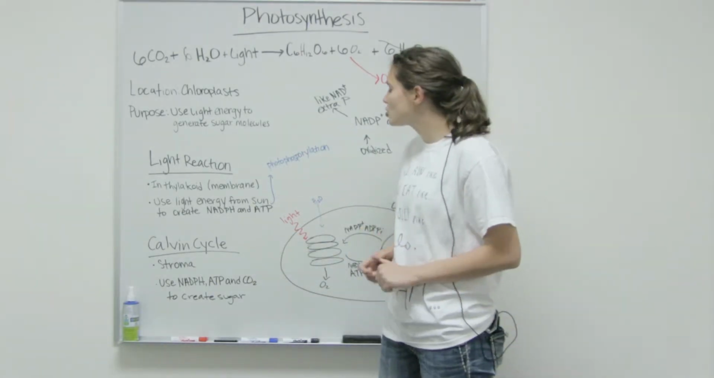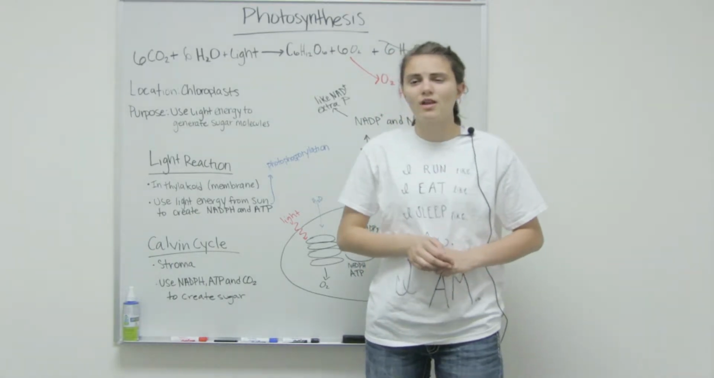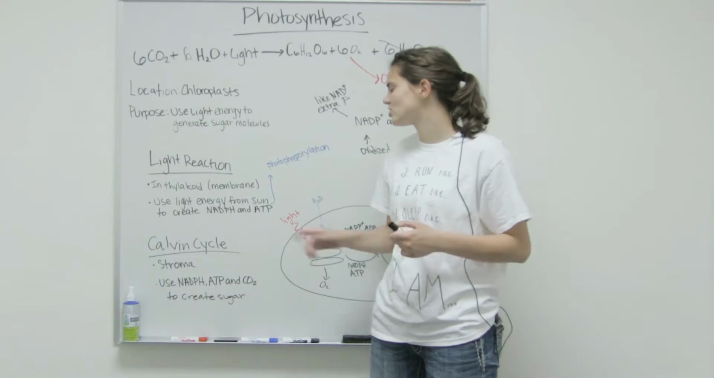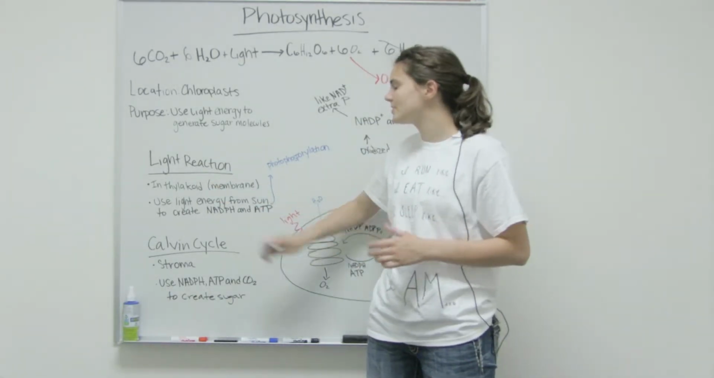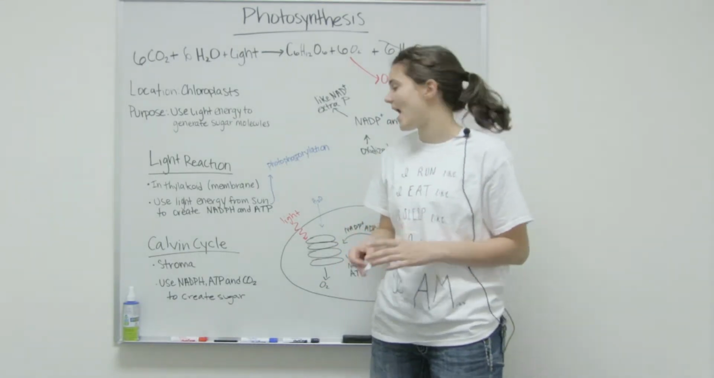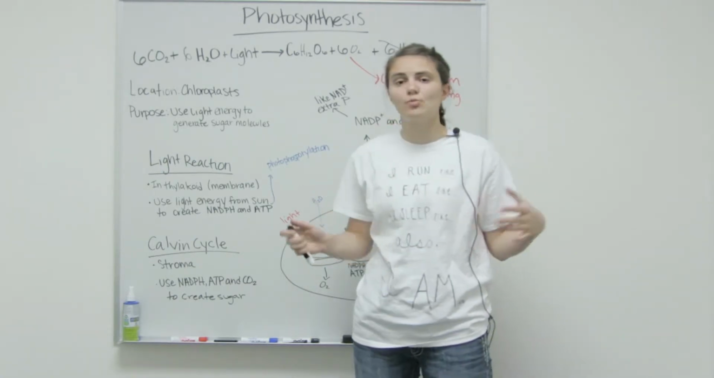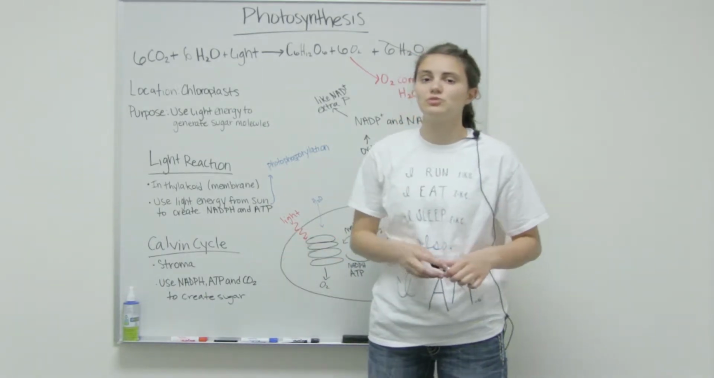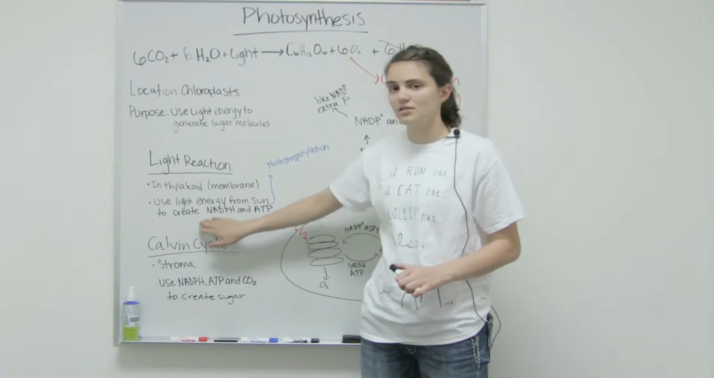So the light reactions take place in the thylakoid, and a lot of the important proteins and enzymes that are involved in the light reactions are actually membrane proteins of the thylakoid membrane. But the purpose of the light reactions is just to use light energy from the sun to create NADPH and ATP. So it basically just stores that energy into these molecules, and these molecules are going to be used later. So 2 important molecules that we need to talk about really fast.